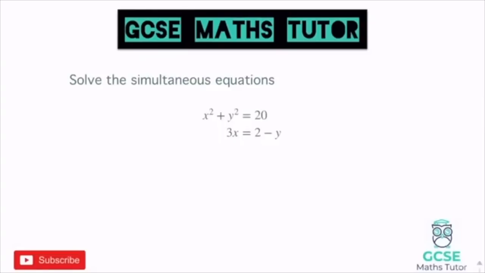Right, okay, so solve these simultaneous equations. Now, a little bit tricky here because we just have a 3x rather than an x there. Obviously, I have two ways of rearranging this. We can make it x equals or we can make it y equals. Now, you should hopefully see which one I'm going to use and why.